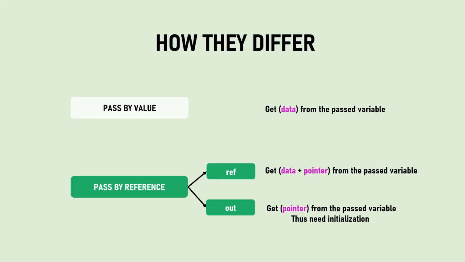Now let's do a quick recap. When we do pass by value, we are passing only the data to the second function. When you do pass by reference, we are passing a pointer to the second function. When we use the ref keyword to do pass by reference, we are passing the data and the pointer from the calling function to the second function. And when we use out, the only difference is that we are passing only the pointer, and the data we need to define inside that function.